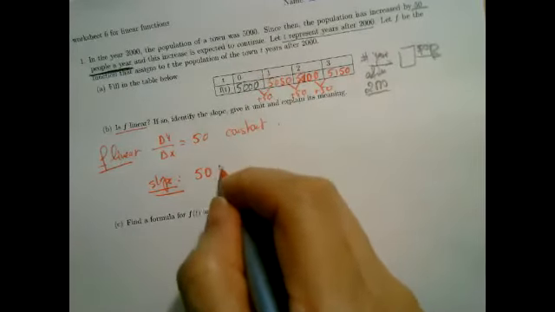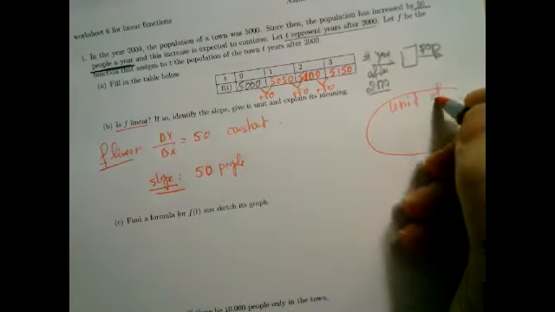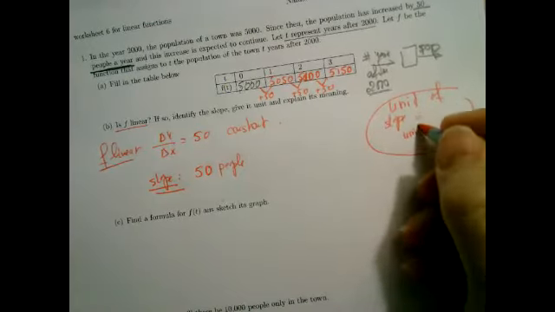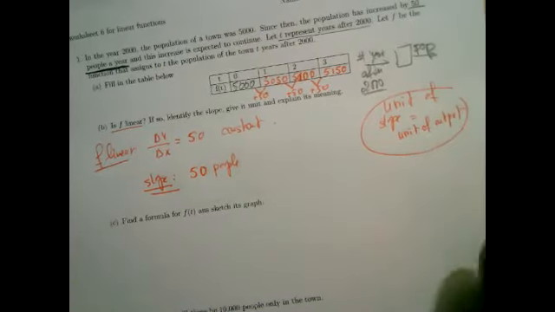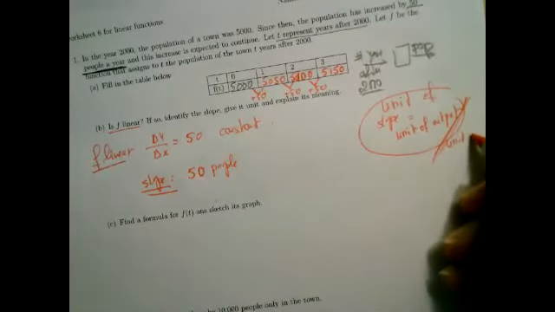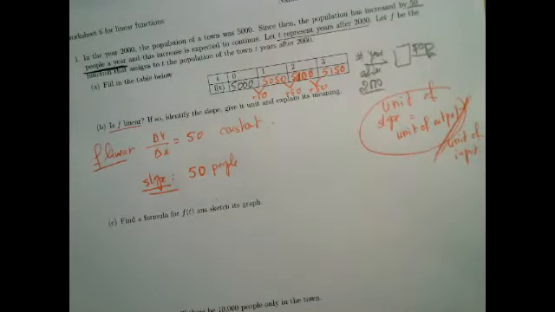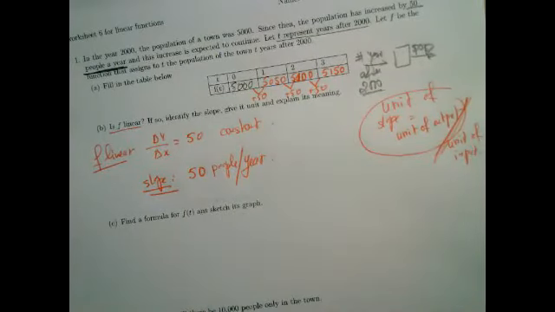The unit of the slope is the unit of your output per unit of input, whatever the unit of output is and whatever the unit of input is. Here the output is population, so the unit is people per year. That's the unit of my slope.